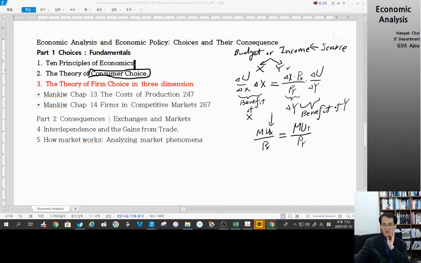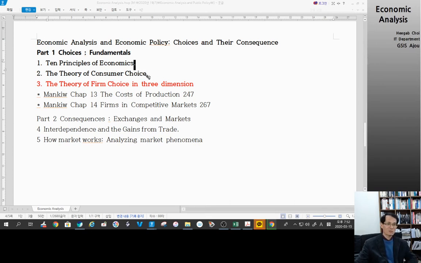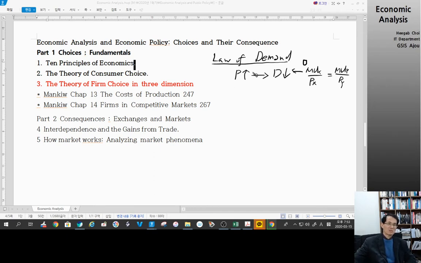And with this information, we have derived the law of demand. What does the law of demand tell you? It tells you that when prices go up, your quantity demanded should be lower. That's the law of demand, and we derived this result from this equalization principle. So this is the conclusion of the theory of consumer choices, and we'll move on to the theory of firm choice.